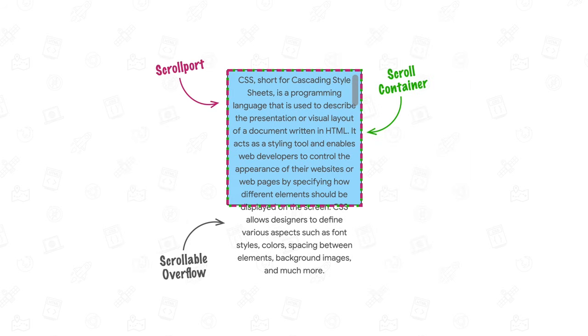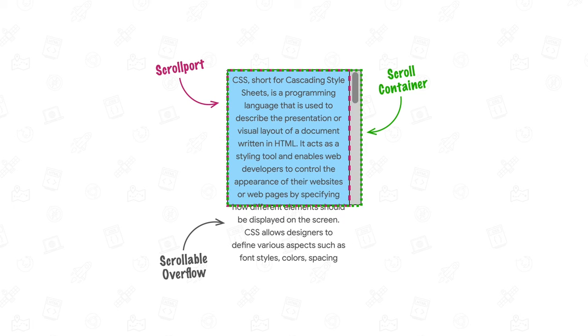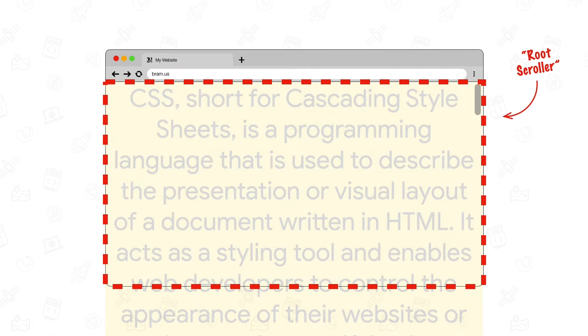The visible part of a scroll container is called the scroll port. It coincides with the padding box of the scroll container. The distinction between both becomes more clear when using classic scrollbars. The viewport can also become scrollable. When that happens, the resulting scroll container is referred to as the root scroller. With those two terms clarified, let's take a look at view timeline.